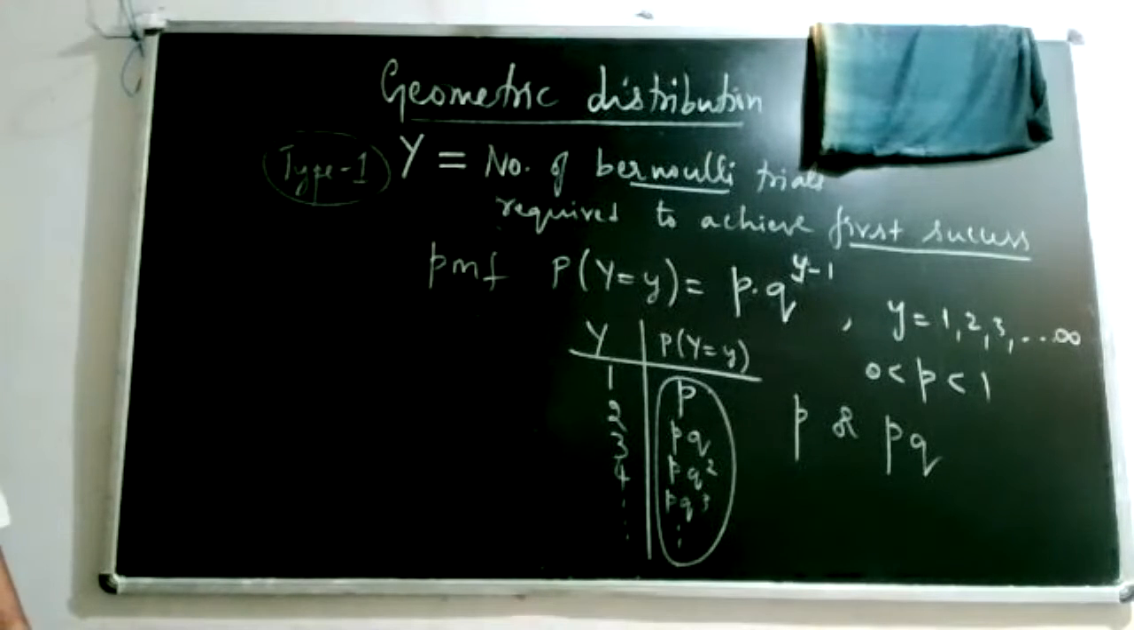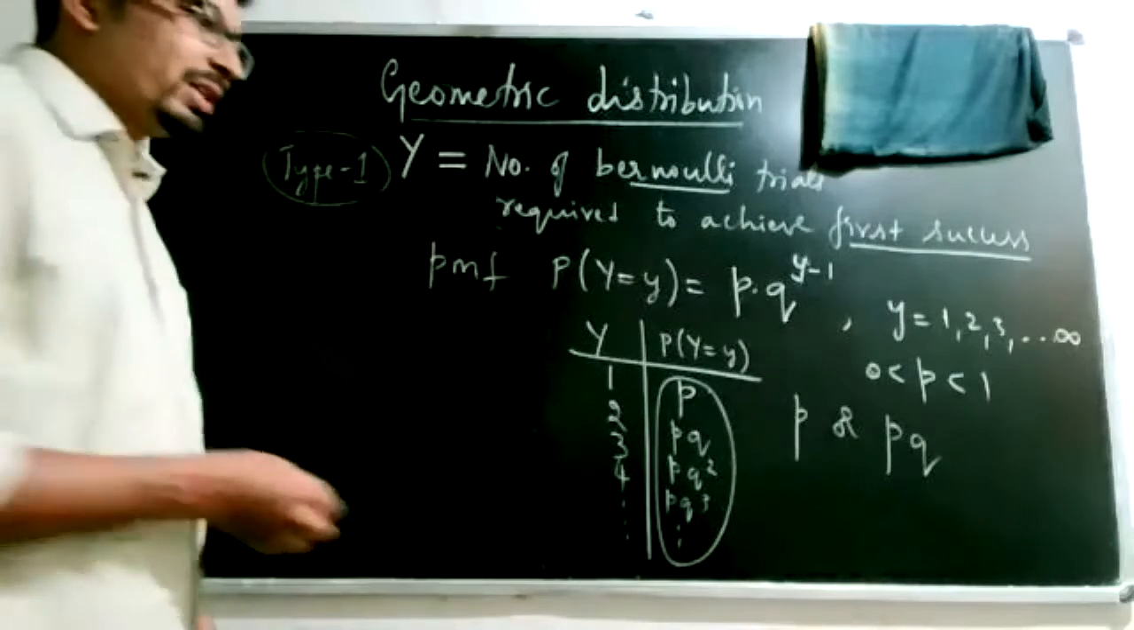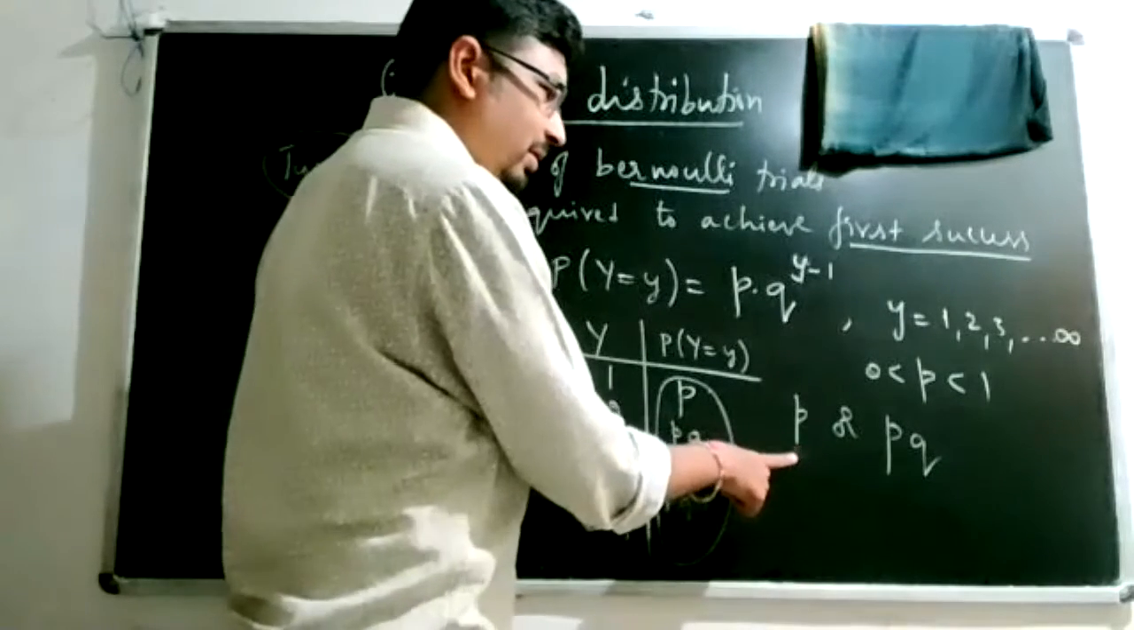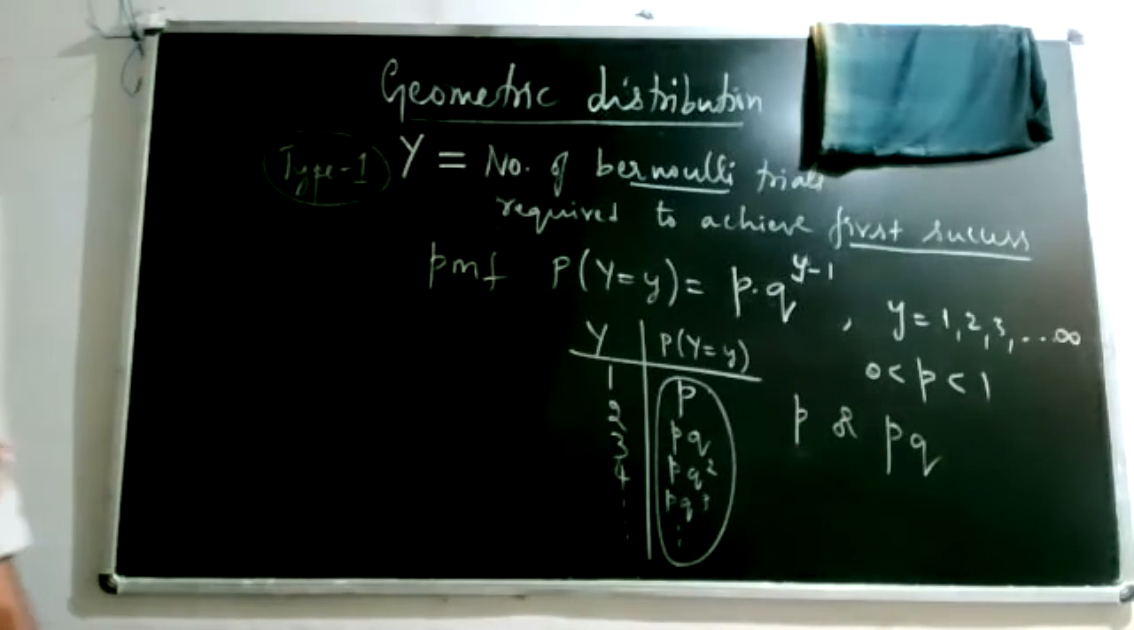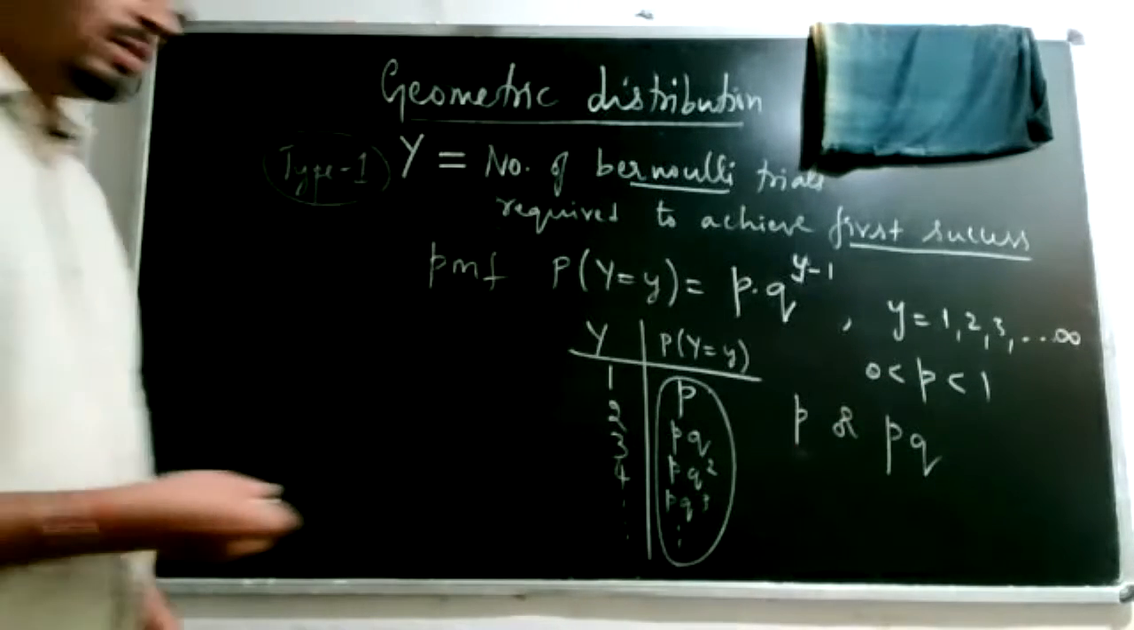Differentiating it, sir. Use common sense. What are P and Q? P and Q are numbers less than 1.